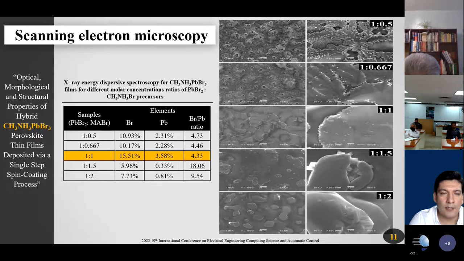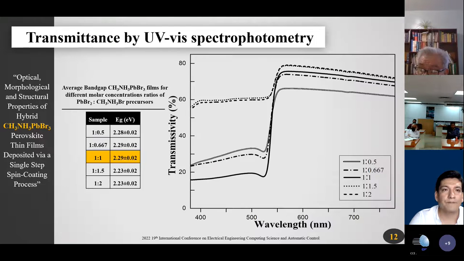This following table compiles the concentrations of bromine and lead obtained by X-ray energy dispersive spectroscopy. The obtained ratios are far from the expected 3/1 ratio, due to the presence of lead dibromide and dimethylamine bromide along with the methyl ammonium tribromide perovskite. Then it's not convenient to carry out depositions of methyl ammonium tribromide perovskite with an excess of methyl ammonium bromide. By the described technique, this situation produces non-compact and non-uniform layers with a lack of stoichiometric composition.